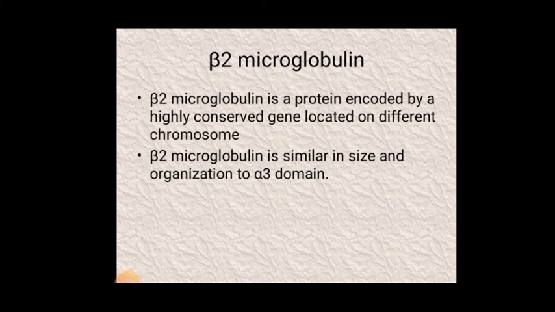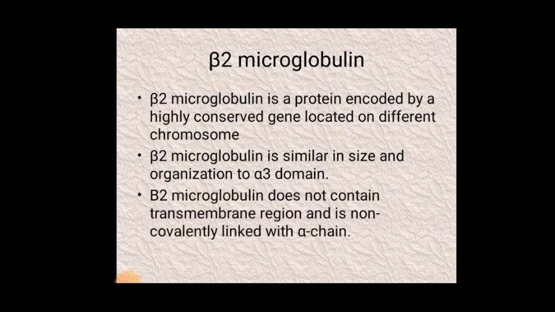The beta 2 microglobulin is similar in size and organization to the alpha 3 domain, and that is the reason why it gets non-covalently attached with the alpha 3 domain. The beta 2 microglobulin does not contain a transmembrane region, and it is non-covalently linked with the alpha chain. Means there is an absence of the transmembrane region within the beta 2 microglobulin.